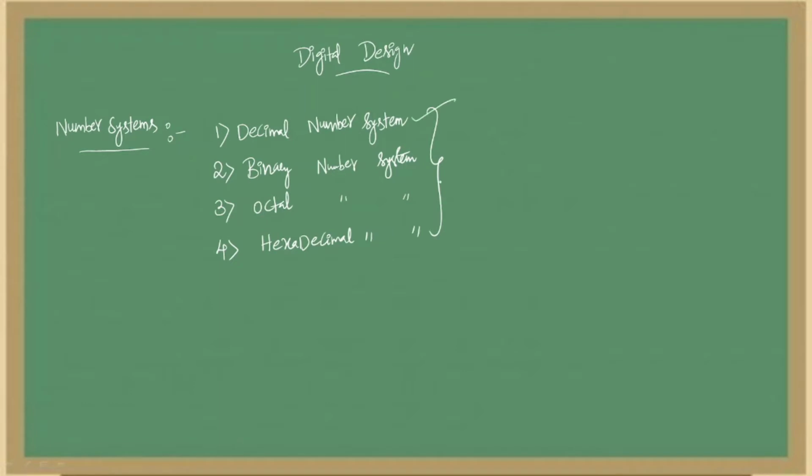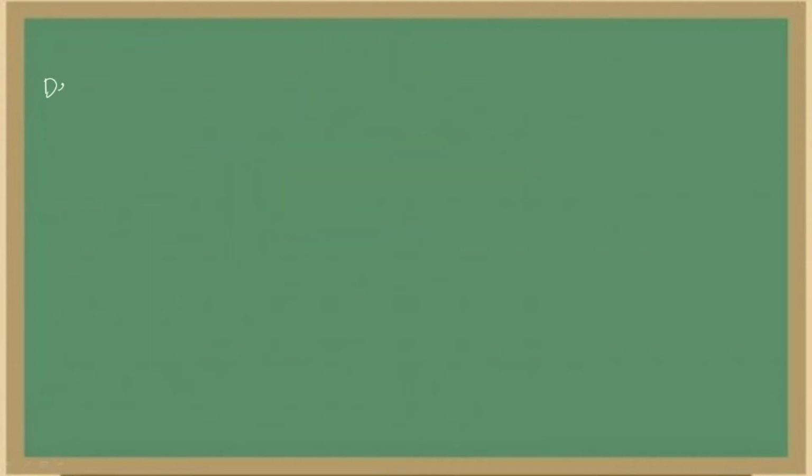In today's class, we'll see how a particular number is represented in a decimal number system, and what the digits or values are that a decimal number system must contain. Let us move on to our first topic, which is the decimal number system. Here the name itself indicates it: deci means 10.